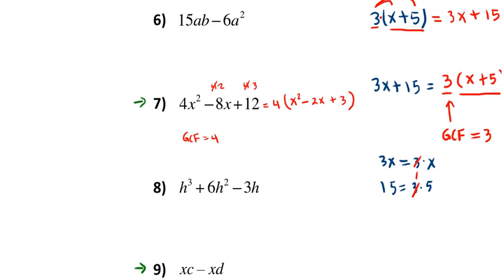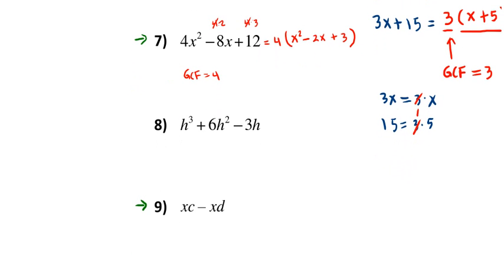And finally, and by the way, number 8 is very similar to this one. The only difference is that the GCF here for this one is not a number like in number 7. It's going to be a variable, because that's what they have in common. Notice that we have an h in all of them, so that's what they have in common. Or you could write down the decomposition of each of the terms and find out what they have in common.